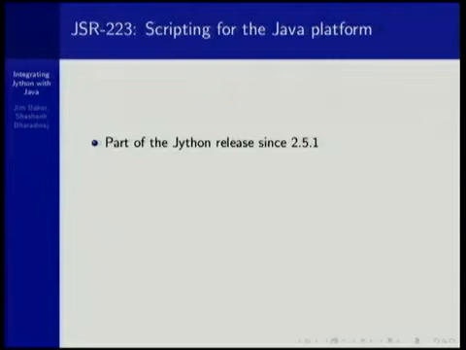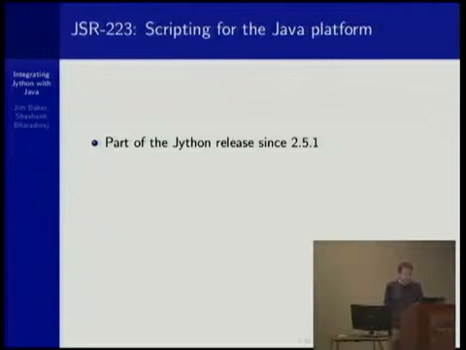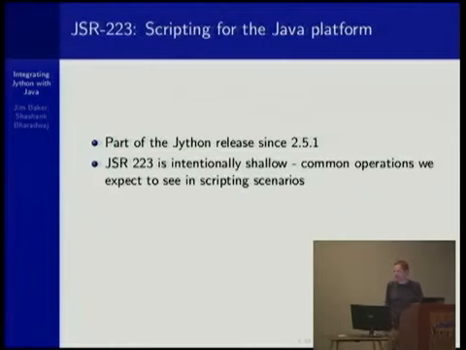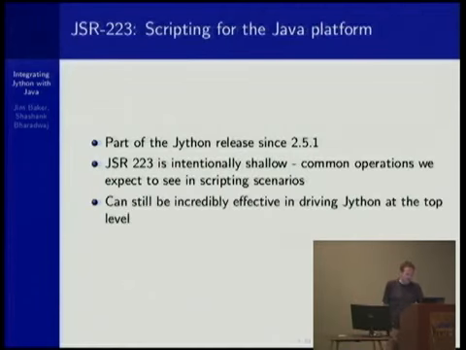Another integration that you can choose is JSR 223. It's been part of the release since 2.51, although, to be honest, 2.52 was really when it became usable. It's intentionally shallow, but we have seen it to be very popular with integrations, tools like Mule ESB comes to mind. And that's because it can be quite effective at driving Jython at the top level.